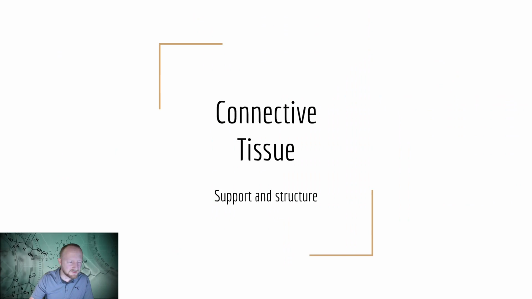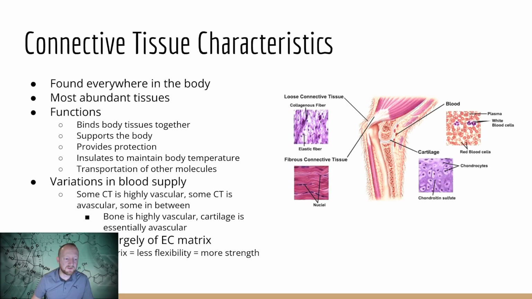Moving on to connective tissue. This is a much shorter one than the biochemistry one. So our connective tissue is providing support and structure. It's found everywhere in the body. It's our most abundant tissue. It's going to bind body tissues together, support the body, provide protection, insulate to maintain body temperature, and transportation of other molecules.